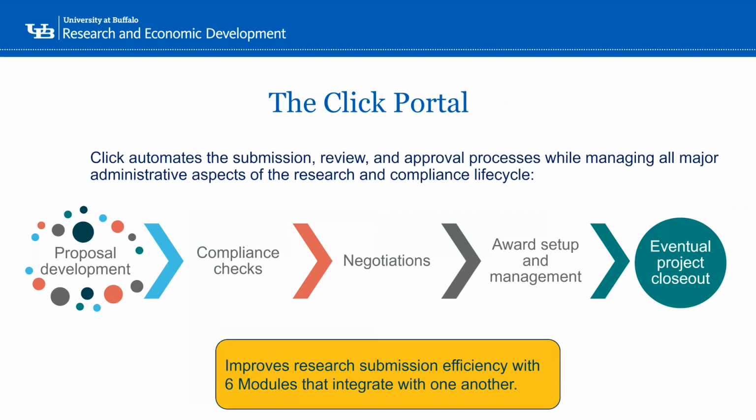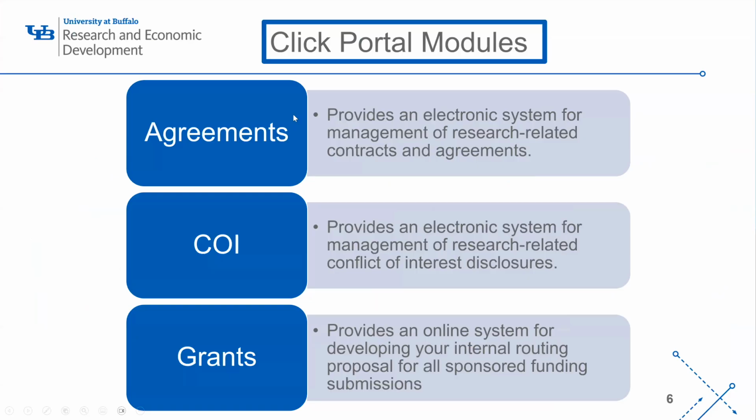There are 6 modules that integrate with one another and help you with all of the different aspects of research in Click. So there is an agreements module that can help you to build and submit agreements for approval. There is a conflict of interest module where yearly you will have to go in and complete your annual financial disclosure to complete your conflict of interest form.